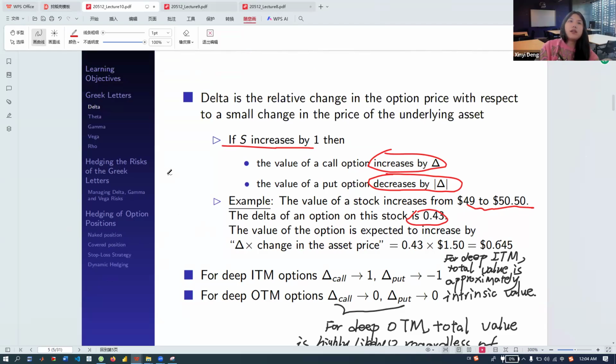Actually, let me write from the start. Since delta is the derivative of price with respect to S, it's approximately delta F divided by delta S. Let me write it more clearly to avoid any confusion with the signs. So it's approximately change in F divided by change in S.